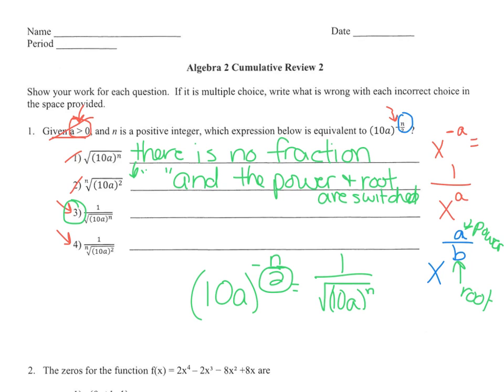Looking at the last choice, this does have the fraction, but the power and root are switched. So to abbreviate this, I'm going to write power and root are switched.